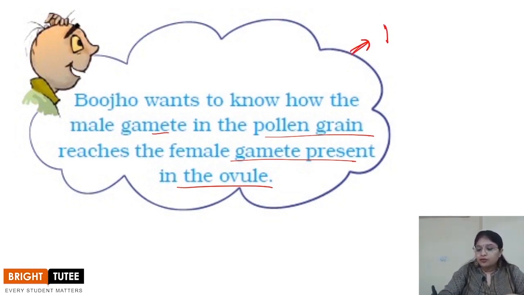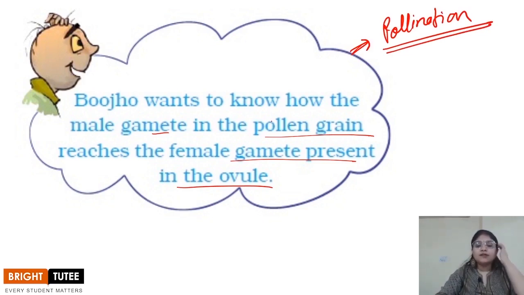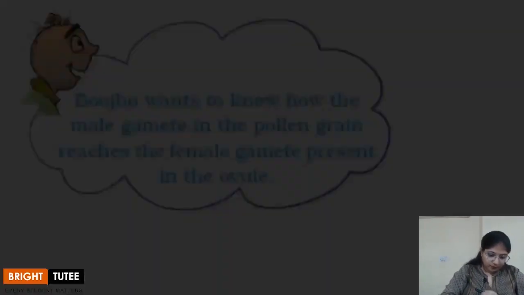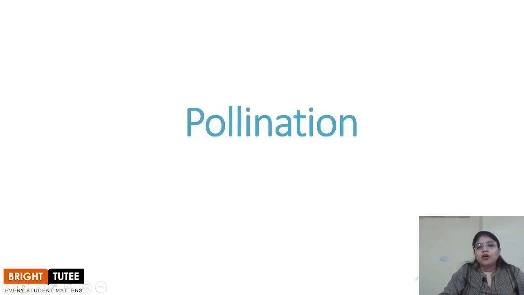The answer to this question is pollination, right? What is pollination and how does this occur? What are the different agents of pollination? Let's understand. So, when we talk about pollination, it is simply the transfer of the male gamete, or basically the pollen grains, to the female part via different agents, right? So, pollination is the transfer of the pollen grains to the stigma of the female part, that is the pistil.